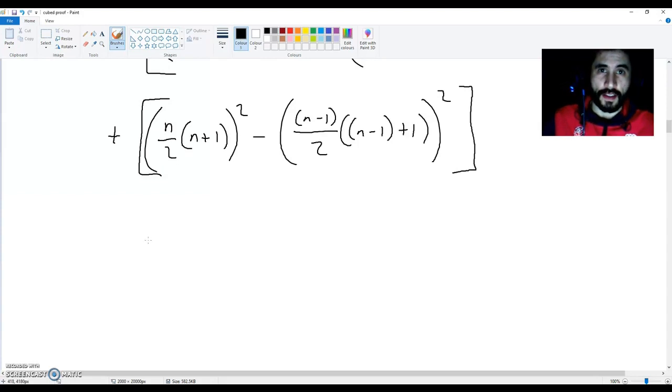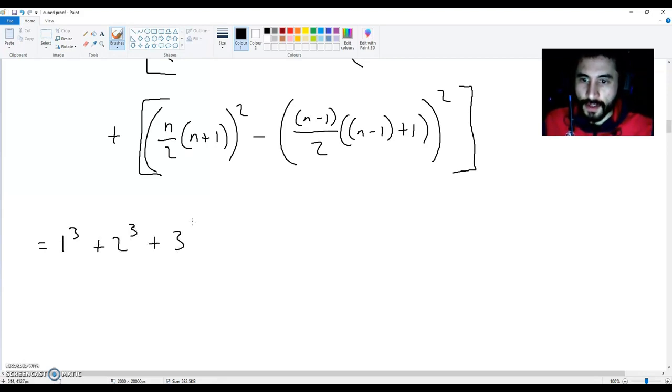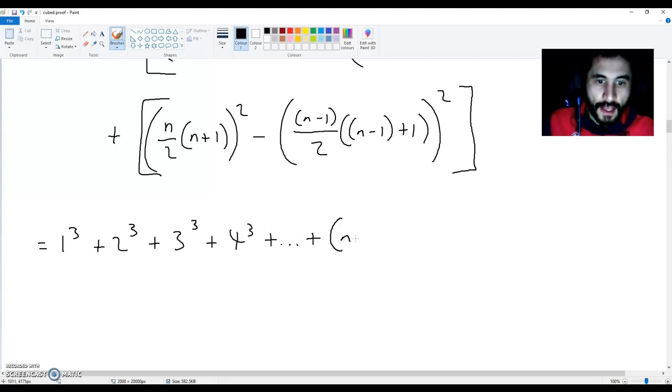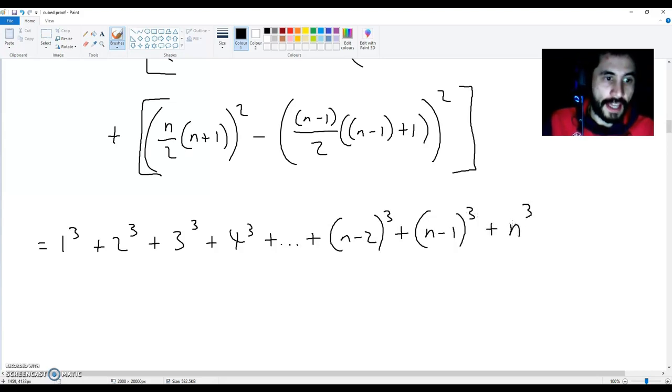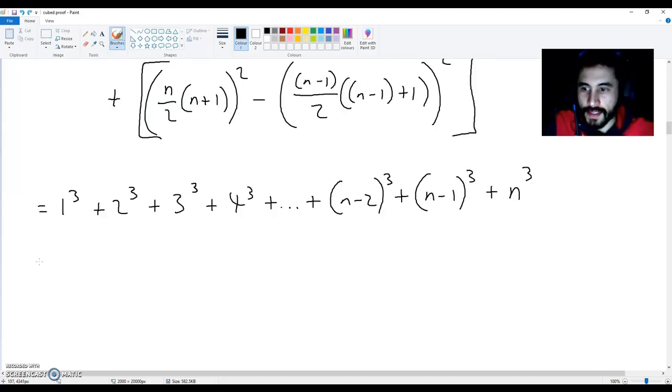And this gives us, according to our calculations, 1 cubed plus 2 cubed plus 3 cubed plus 4 cubed plus dot dot dot plus n minus 2 cubed plus n minus 1 cubed plus n cubed. And this is equal to the sum of the cubes of all natural numbers up to n terms.